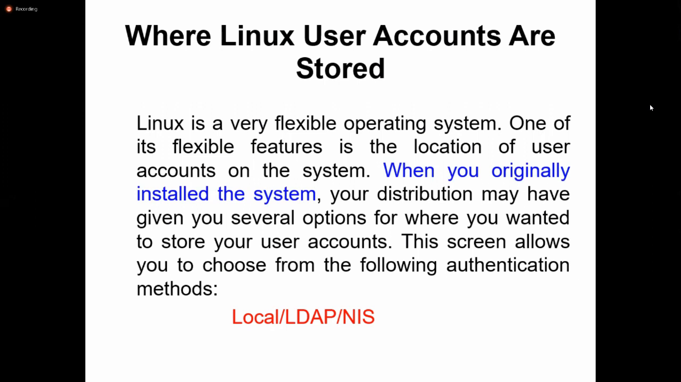So this screen allows you to choose from the following authentication methods. There are three types of authentication methods available, right? You can use local, LDAP, or NIS. Local authentication means the accounts and everything will be stored in your computer or laptop locally. That is what is called local.